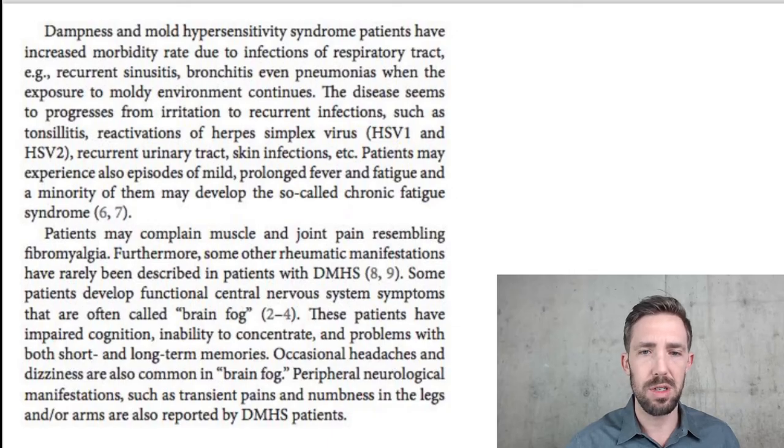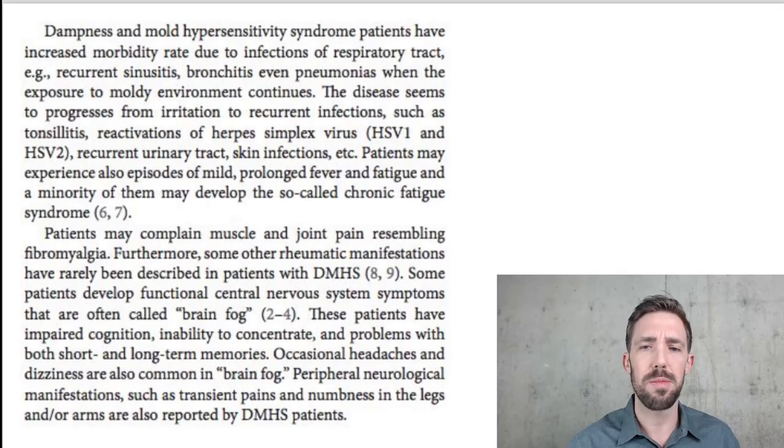But especially those upper respiratory, reactivation of things like cold sores or genital herpes, recurrent UTIs. We got a lot of people with that. A lot of people get that, recurrent UTIs, or skin infections. You know, like, why does my skin keep getting infected?